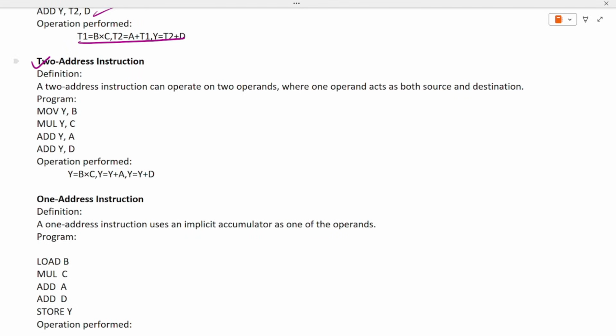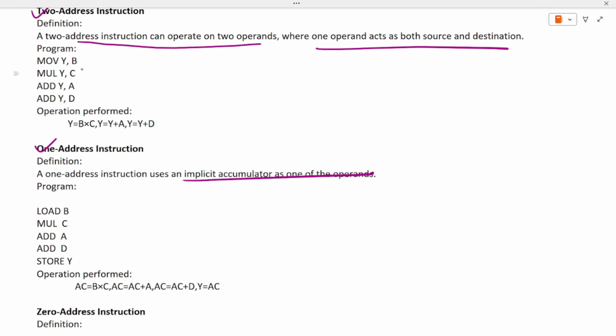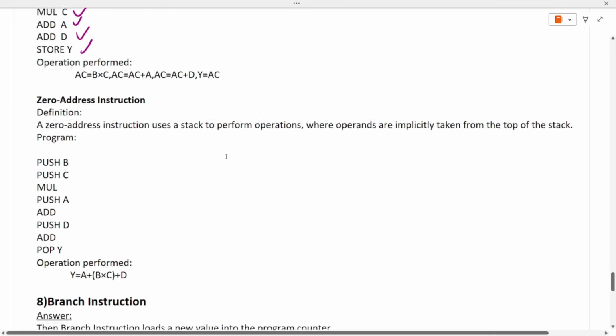One address, which is what I explained in theory, is being given in the program. That is one address, having an operand which can be both source and destination. Here it is the accumulator, and you can move, multiply, add. Here it is load, multiply, add, store. Then that is how zero address works.